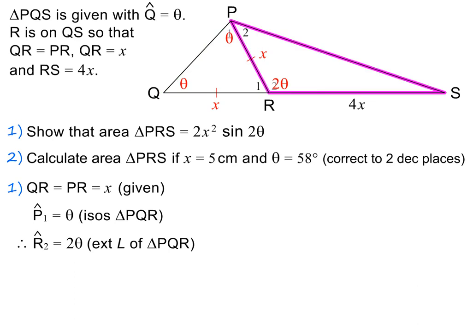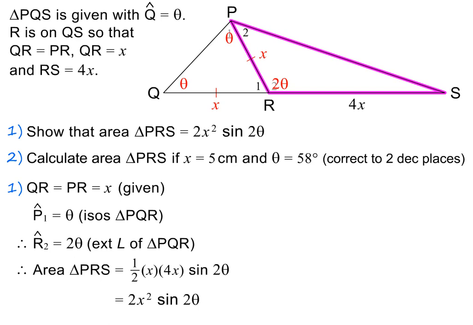And because we now have theta inside triangle PRS, we can use it to answer the question. We have two sides and the included angle, which means we can use the area rule. We then simplify to get the answer. Please pause to check my working.